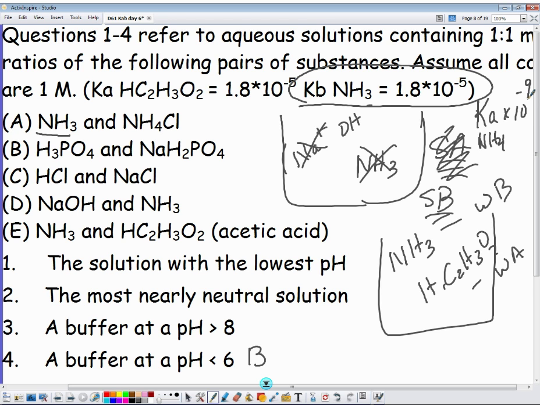Are those little details that you've got to know? You will drown in acid-base chemistry unless you know those little details.